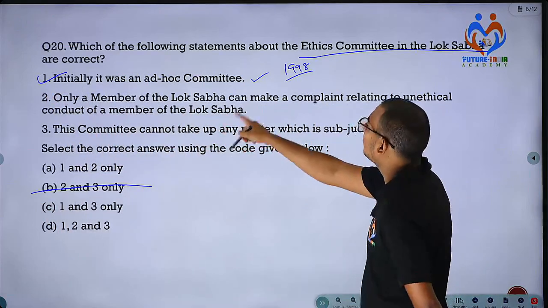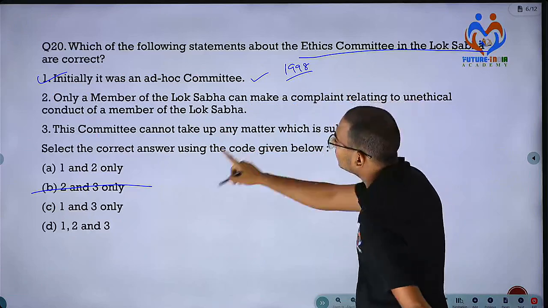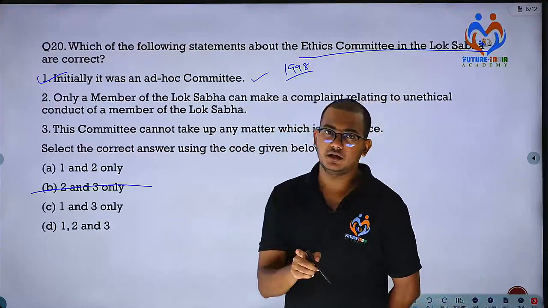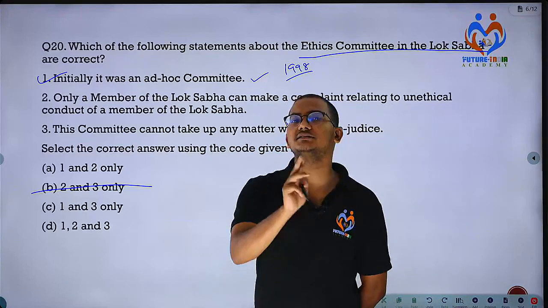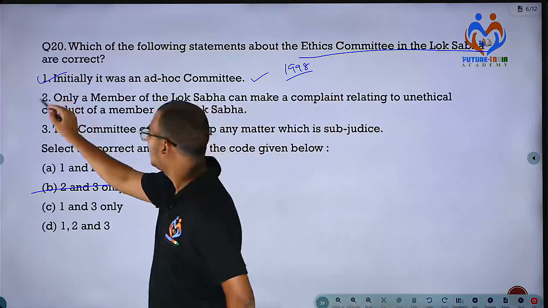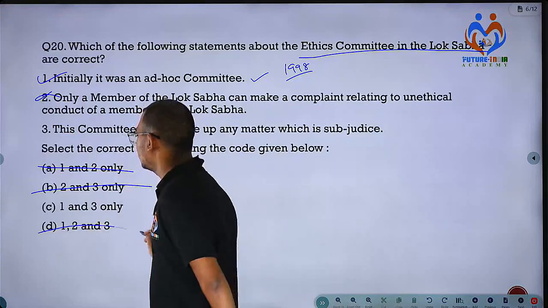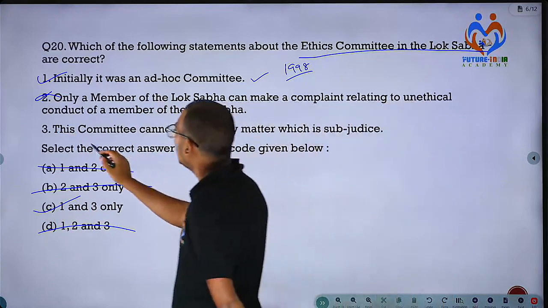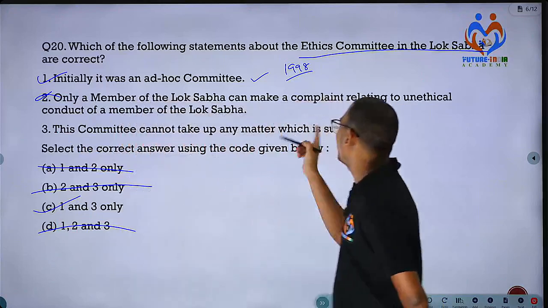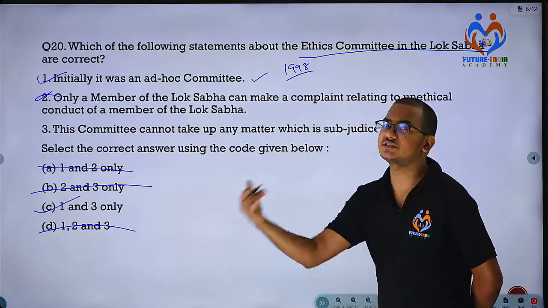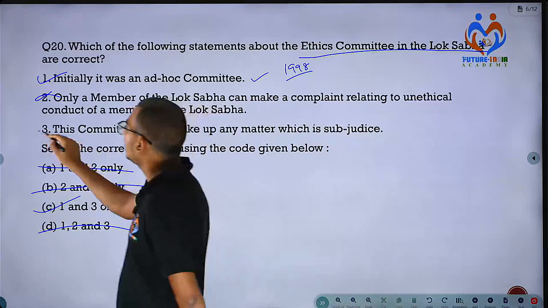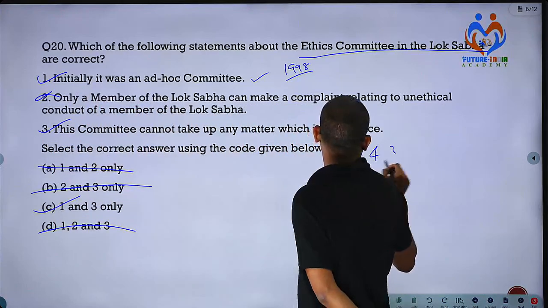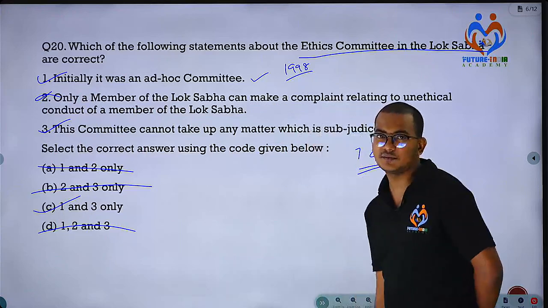Now, only a member of Lok Sabha can make a complaint related to unethical conduct of a member of the Lok Sabha. I have already told you that a member of Lok Sabha, common people, and organizations can complain. So this statement is not correct, so remove all the options which contain option 2. So you got the answer, but still we'll see the third statement as well. This committee cannot take up any matter which is sub judice, which means the cases already in court. Yes, your answer is 1 and 3. So this is the explanation for this.